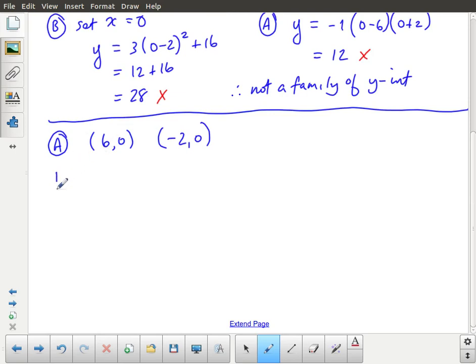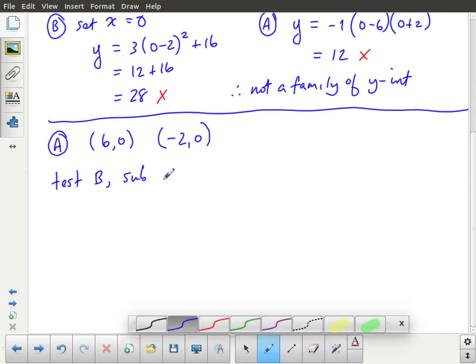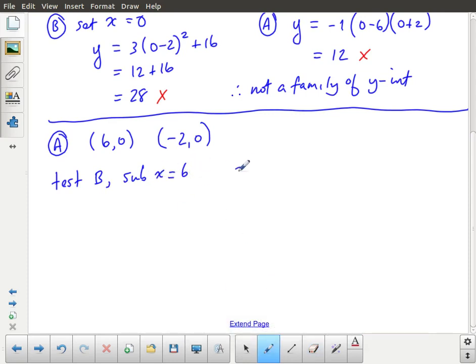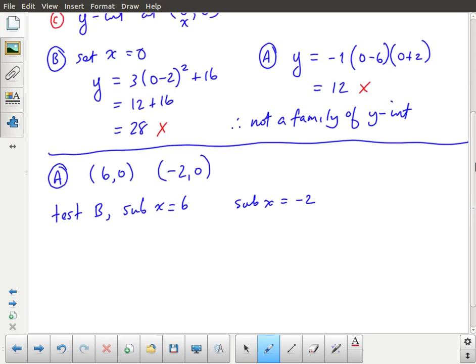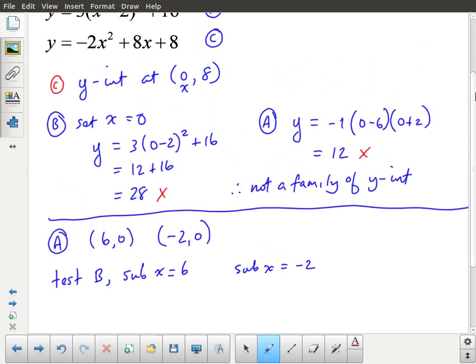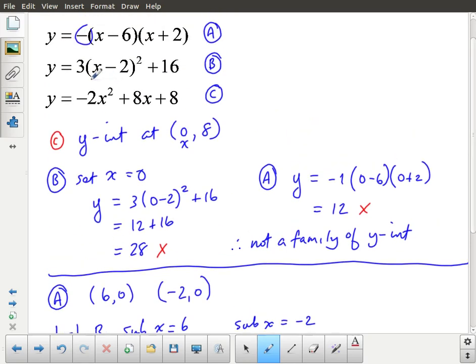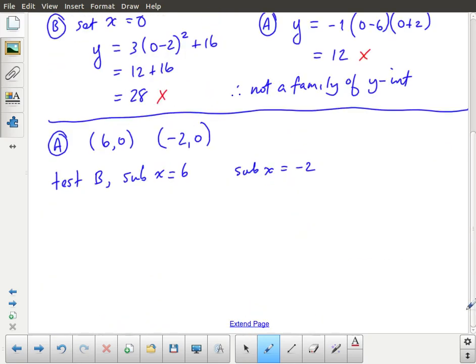So when I test relationship B, I have to sub x equals 6, and I have to sub x equals -2. I have to do both of these substitutions. So let's take a look at relationship B again. If I can get this screen to move up. y equals 3(x - 2)² + 16. So 3(6 - 2)² + 16. Remember, all we need this to be is 0.